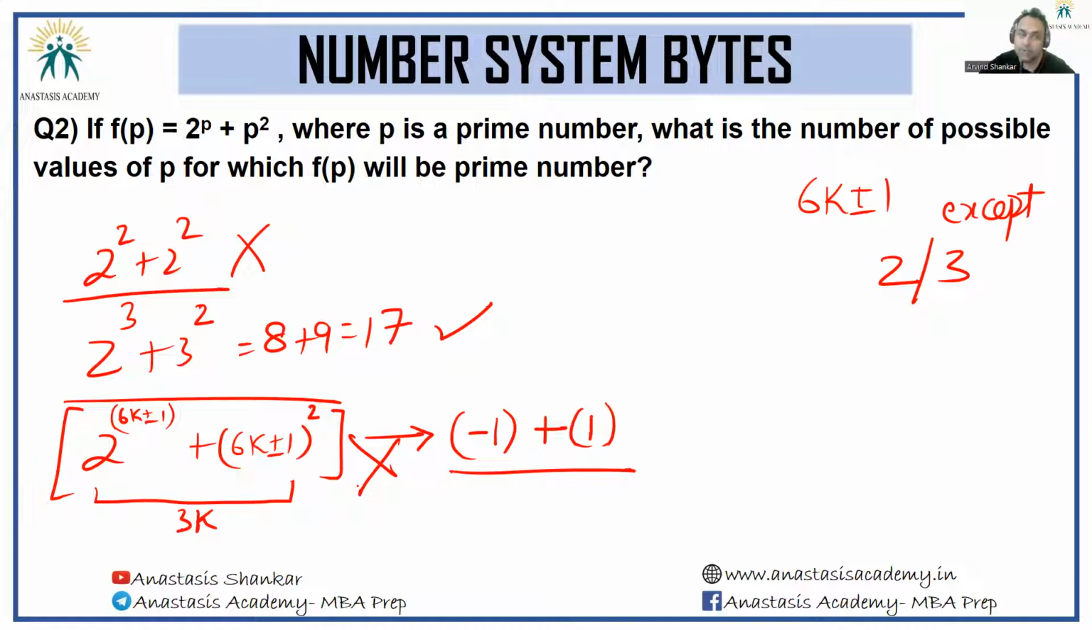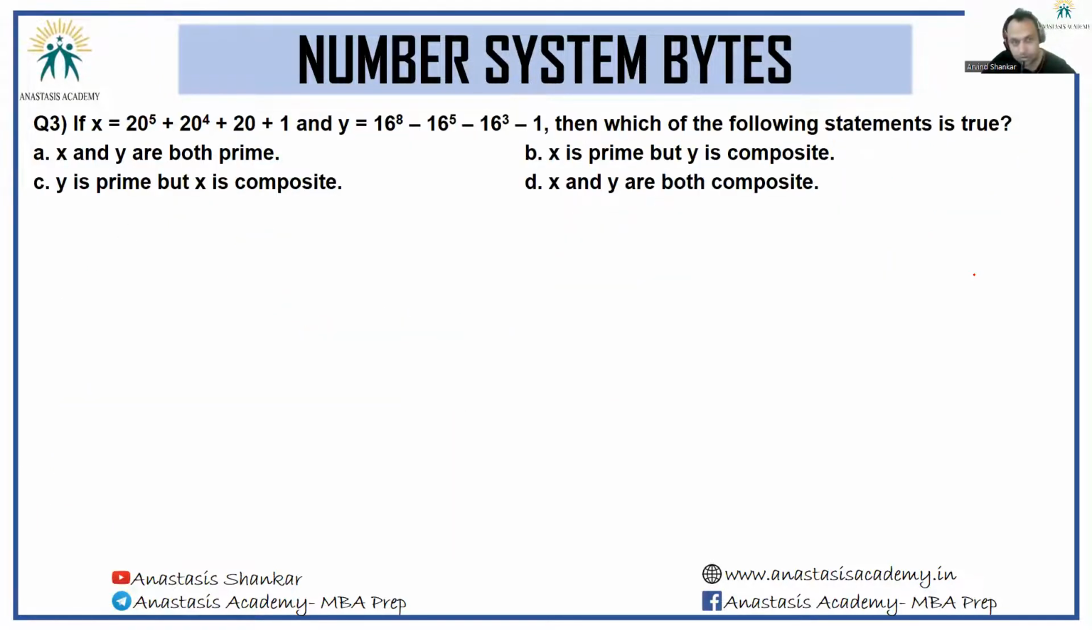And because it is always a multiple of 3, it will not be a prime number. So how many distinct values of p can be taken? There is just one value of p that is acceptable, and that is 3. Next, if x is equal to blah blah blah and y is equal to blah blah blah, then which of the following statements is true?